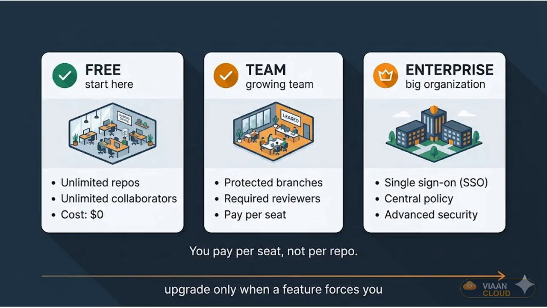So which plan do you actually need? Let's make it a clear decision. Free, and this surprises people, gives you unlimited public and private repositories and unlimited collaborators, plus the basics we've used today, for most small teams and open source projects. Free is genuinely enough. Team adds protected branches, required reviewers, and more control, and it's billed per active member per month. You pay per seat, not per repository. Enterprise adds single sign-on, logging in through your company's identity system like Okta or Google, so offboarding in one place removes GitHub access too, plus advanced security and central policy. Start free, upgrade only when a feature forces you to.